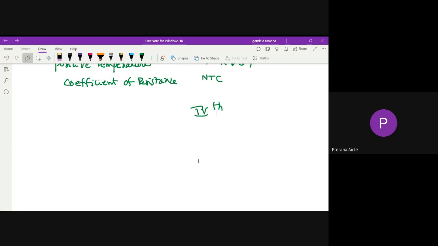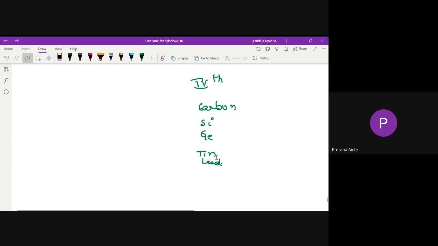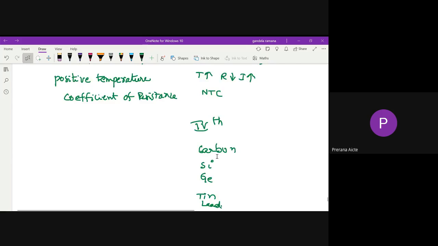In semiconductors, what type of elements are there? We have to observe the fourth group of elements: carbon, whose atomic number is 6, silicon, germanium, tin, lead. So here we have to observe carbon, silicon, germanium, tin, lead.